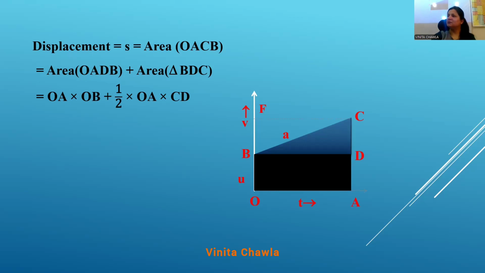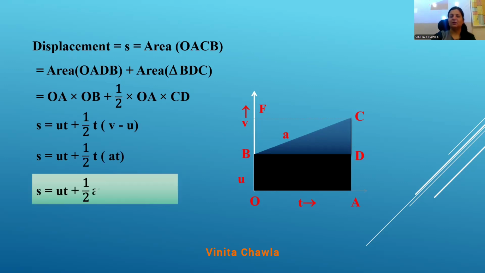CD is equal to BF, and BF is equal to OF minus OB. Yes, V minus U. And what is V minus U? It is AT. V minus U is AT. So we'll get this equation: S is equal to UT plus half AT square. This is the second equation of motion and it relates position with time. Okay, this equation relates position with time. Any doubt in this?